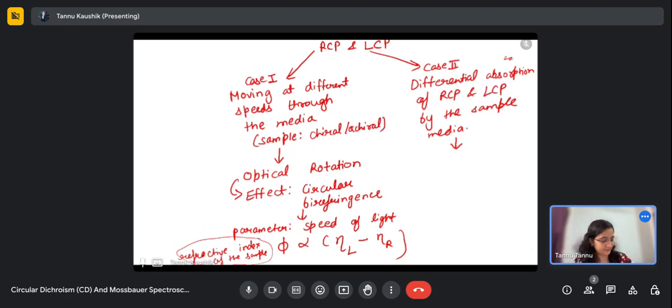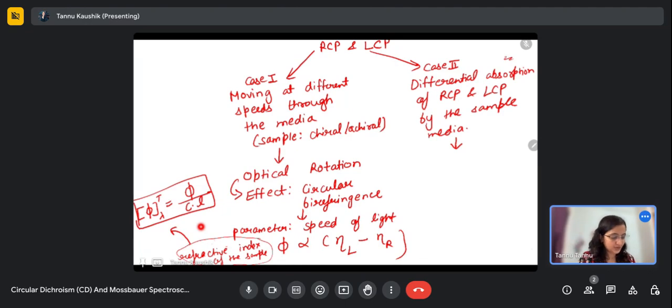And so for a fixed concentration, this optical rotation at a particular wavelength and temperature will be equivalent to the optical rotation of the sample, then the concentration and path length of the sample. So this will be the formula.